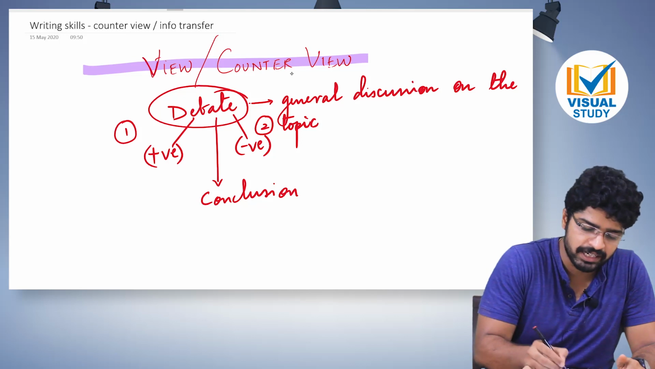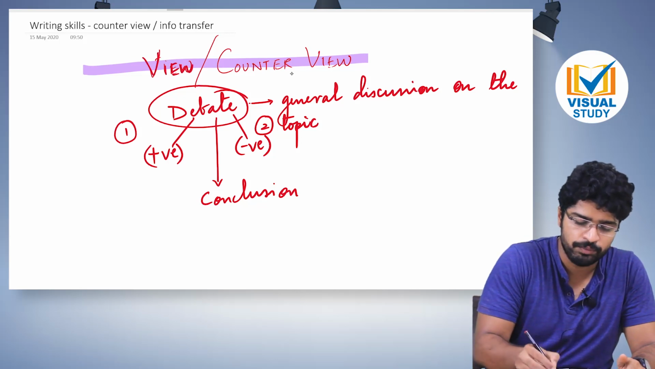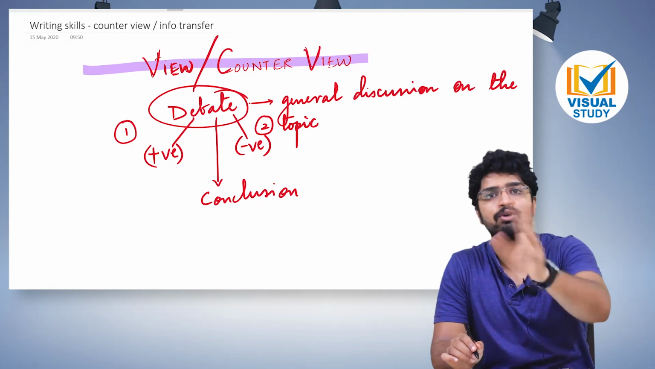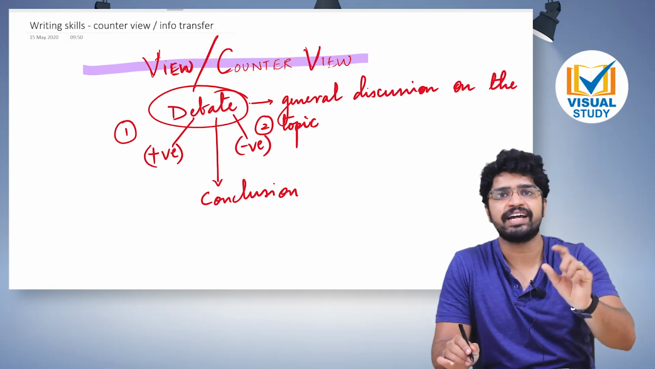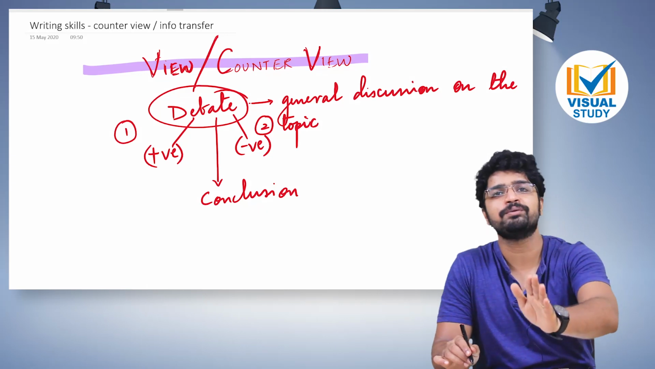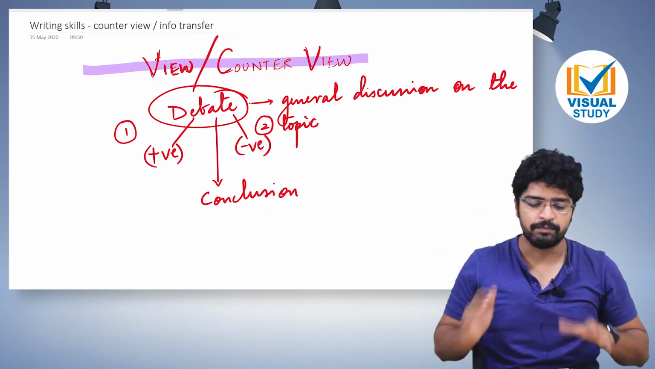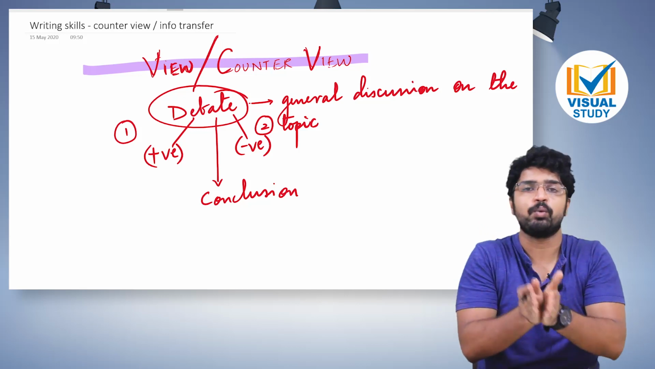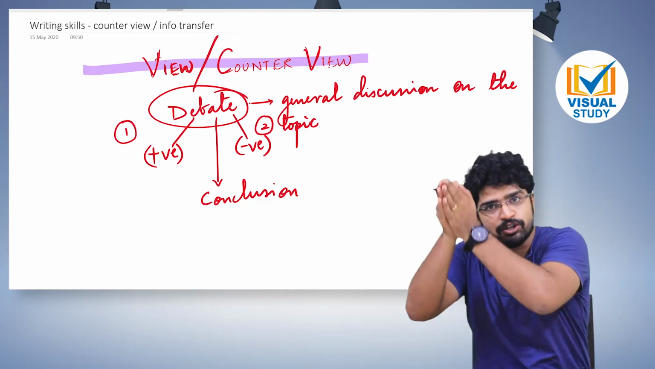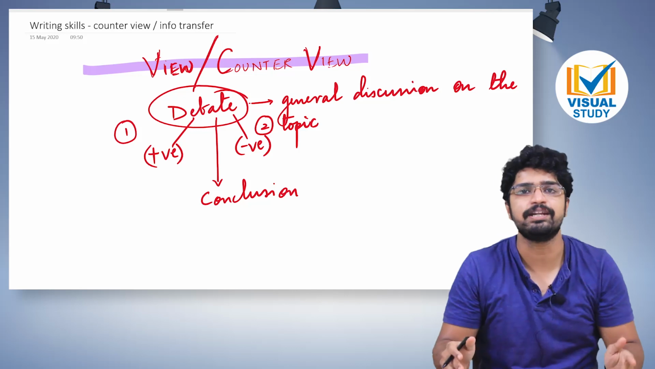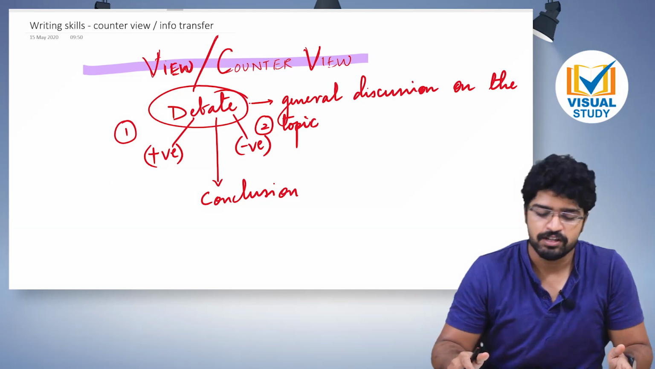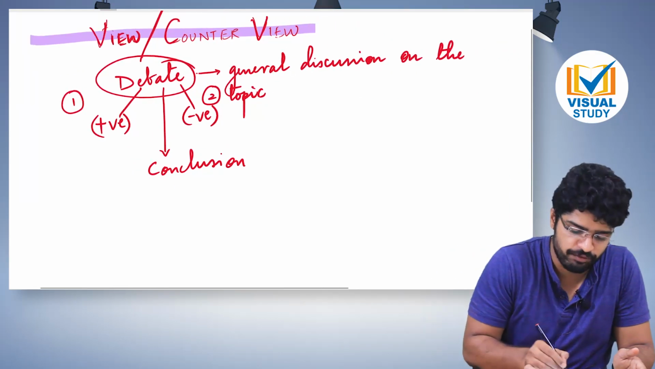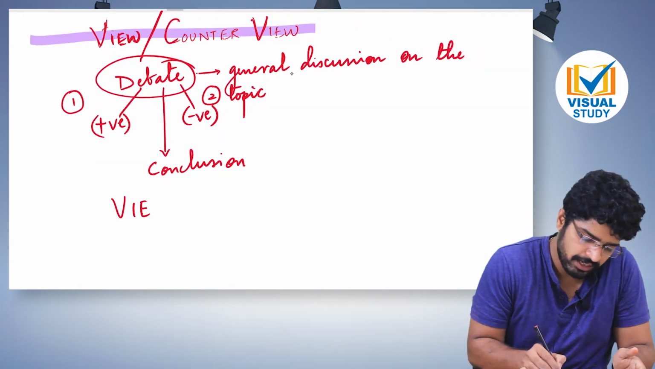So again I'm repeating, a debate is a general discussion about a topic, which is not about just whether the topic is right or wrong. See, nothing in the world can be completely right, and nothing in the world can be completely wrong. But what a debate does is understand the points of reasoning, why it is right and why it is wrong. This is called a debate. Clear, everybody? Similarly, my dear friends, there is something called a view and a counter view.